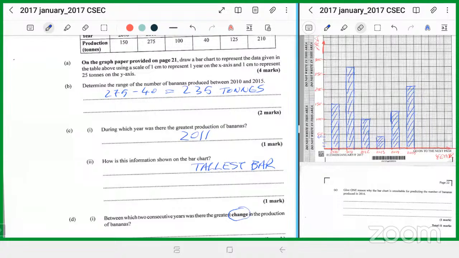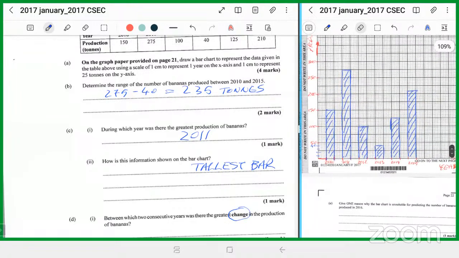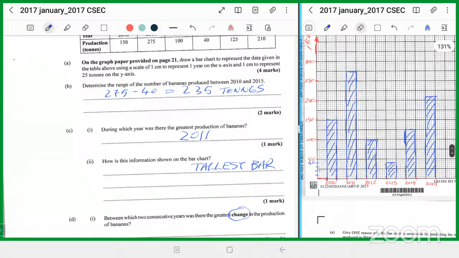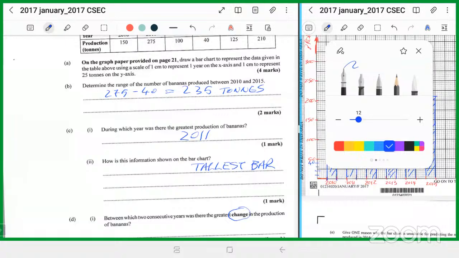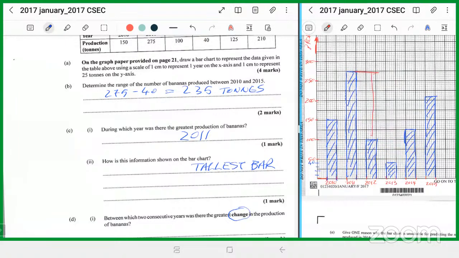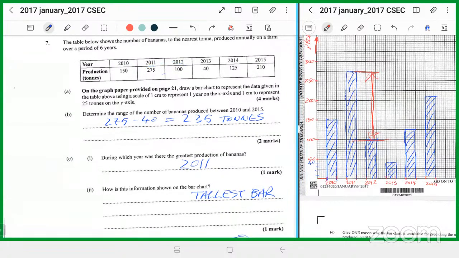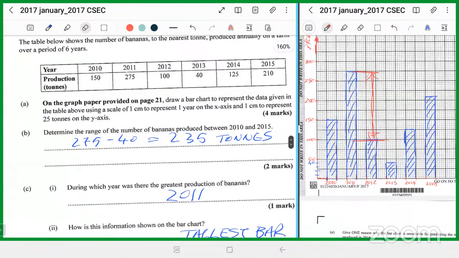Well, change can be an increase or decrease in the production of bananas. So look at the bar chart now. Between which two consecutive years was the greatest change? This looks like the greatest change to me. This one from year to year. And it's two consecutive years, side by side years. There's a big drop from 275 down to 100. This drop right here, by 175. That's the biggest difference. Even if you look at the numbers, this difference says 175. So there's a drop of 175.